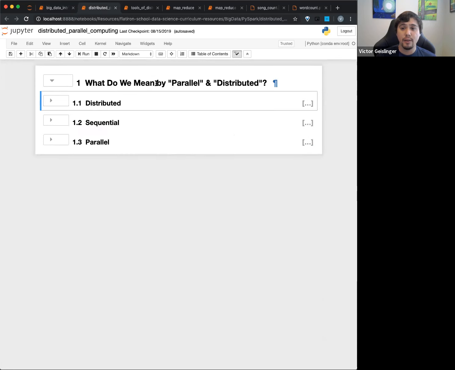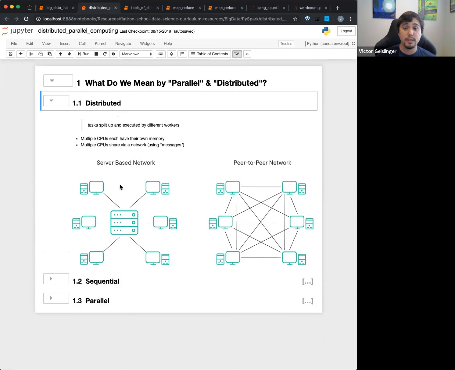Note that I'll say parallel and distributed, and those are two different things. The first thing is a distributed system. Distributed basically just means that you take a task and you split it up and it's executed by different workers. Your worker is usually a CPU. So when you do distributed systems, you have multiple CPUs, basically multiple brains, and each brain has its own memory, so they're not waiting for one memory stick to feed multiple CPUs.